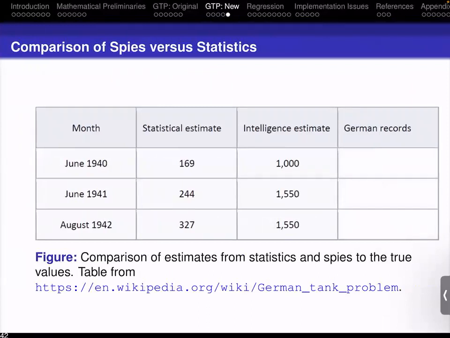After the war, we were able to get the actual production numbers. So we have the statistical estimates, we have the intelligence estimates, nice round numbers for the most part. Who thinks that the stats math people did better? My hand is up if that helps you at all. Okay. Do you think it was by a lot or a little? Do you think they were close or just better?